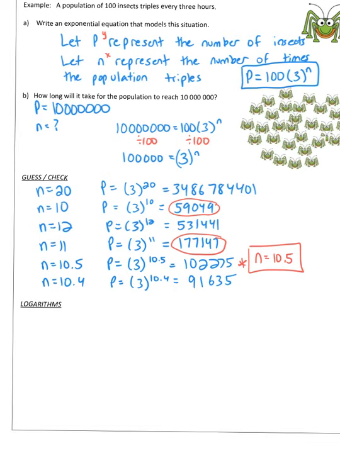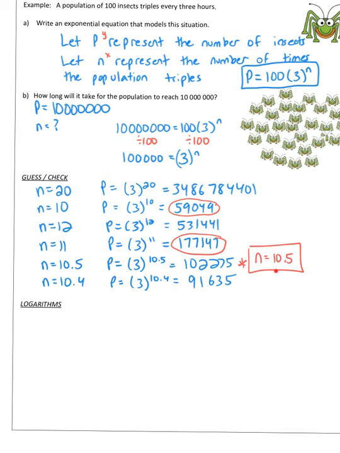You likely won't be asked, but you could find this to more decimal places, so you would then guess and check between 10.4 and 10.5 and actually get pretty close to 100,000. But that's quite a bit of work. And most of you are probably already not liking this method, so I'm going to show you a more mathematical method using logarithms. But one thing to note, we are not actually done.